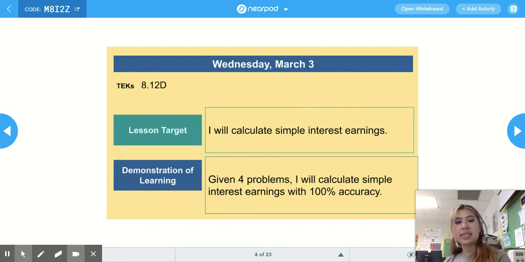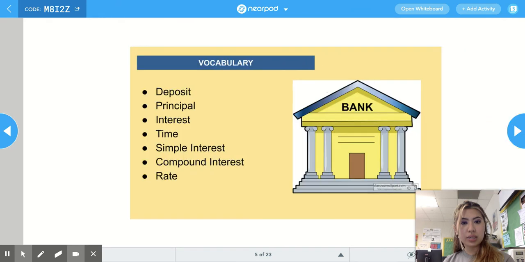Our lesson target is I will calculate simple interest earnings. Our DOL is given 4 problems. I will calculate simple interest earnings with 100% accuracy.